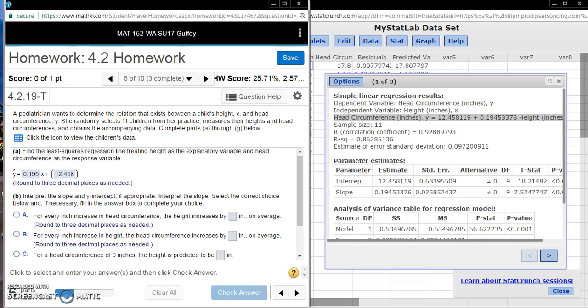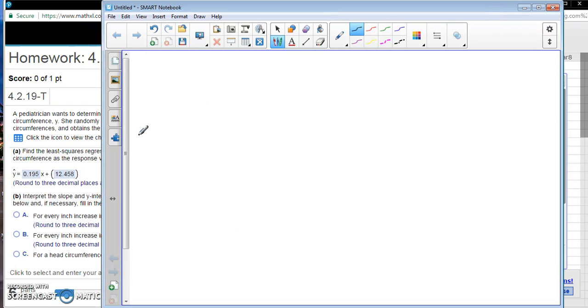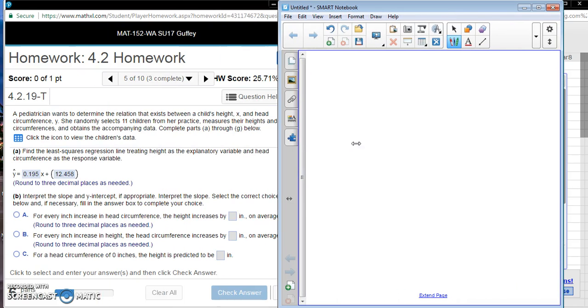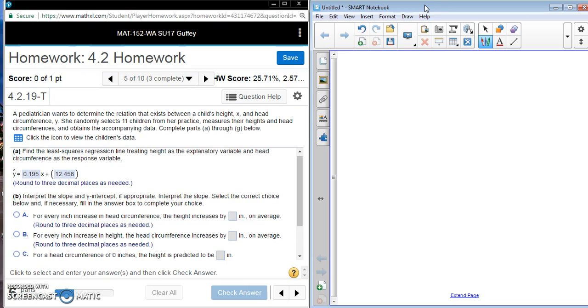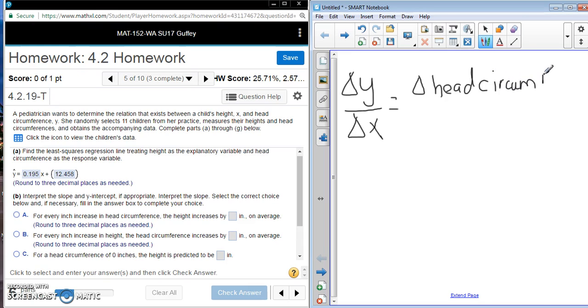Right. And now we want to interpret our slope. So what I normally like to do is to write this out. So I'm going to pull this up here. Make it smaller. Okay, so our slope, recall, is our change in y over change in x. So in this case, it is the change in their head circumference over the change in height.